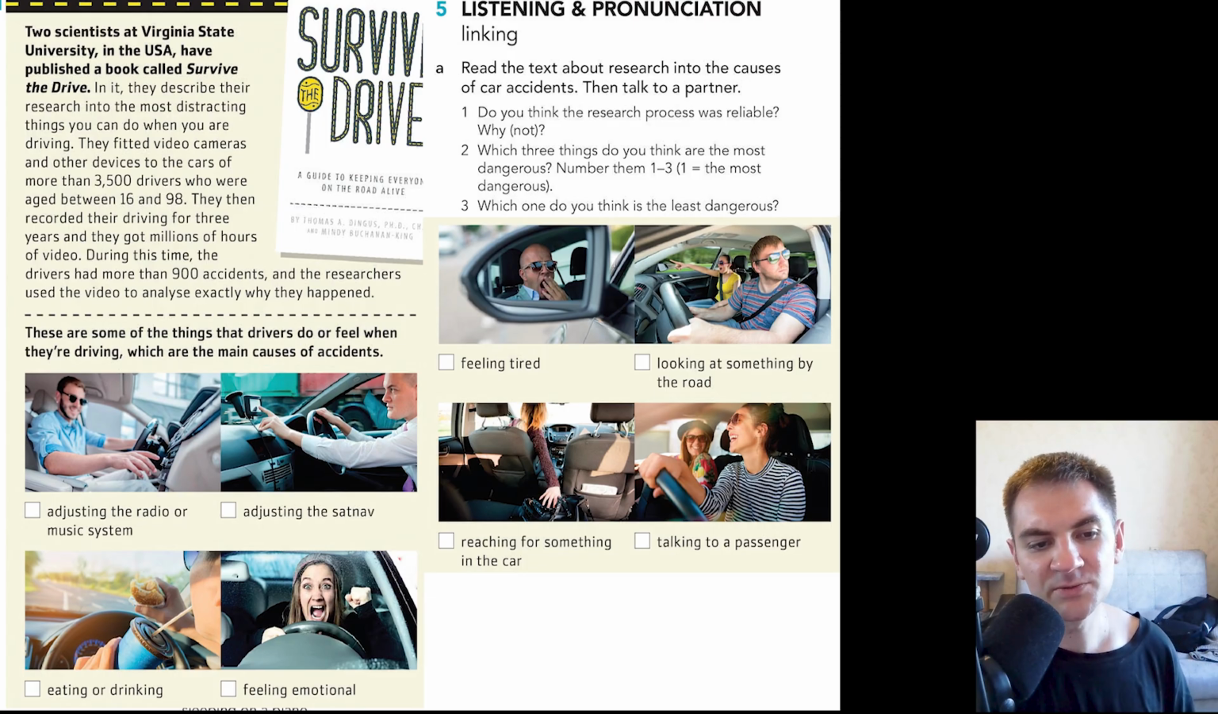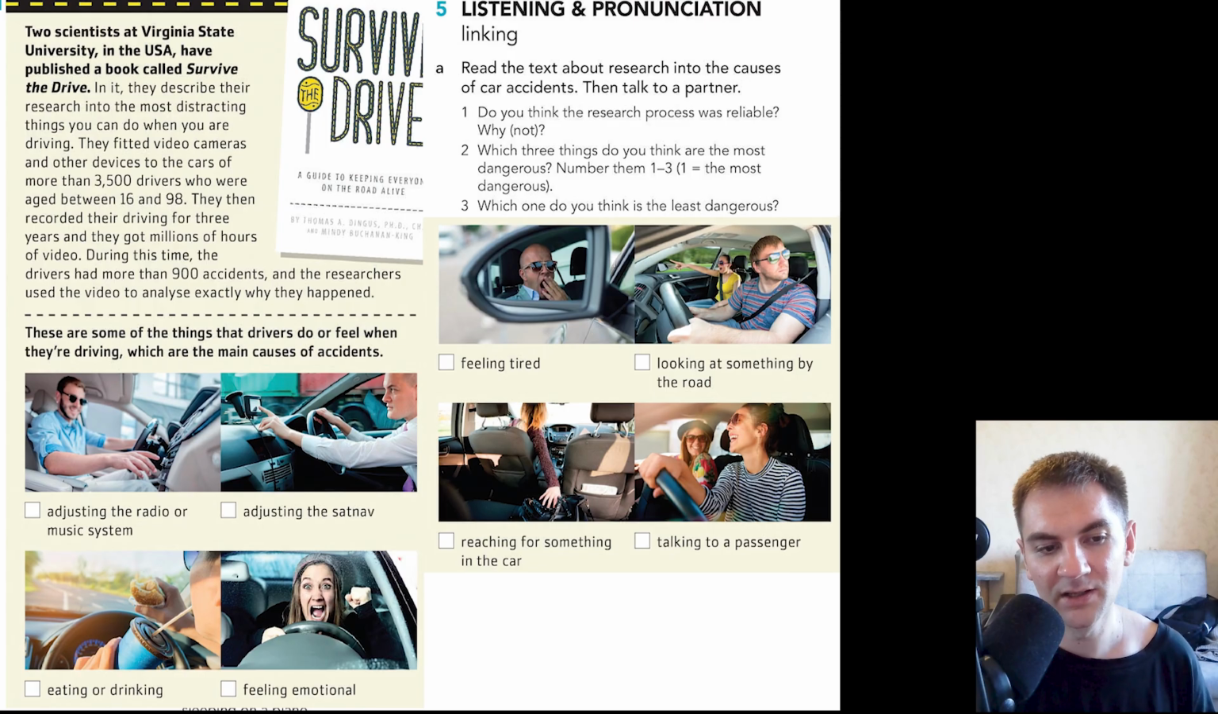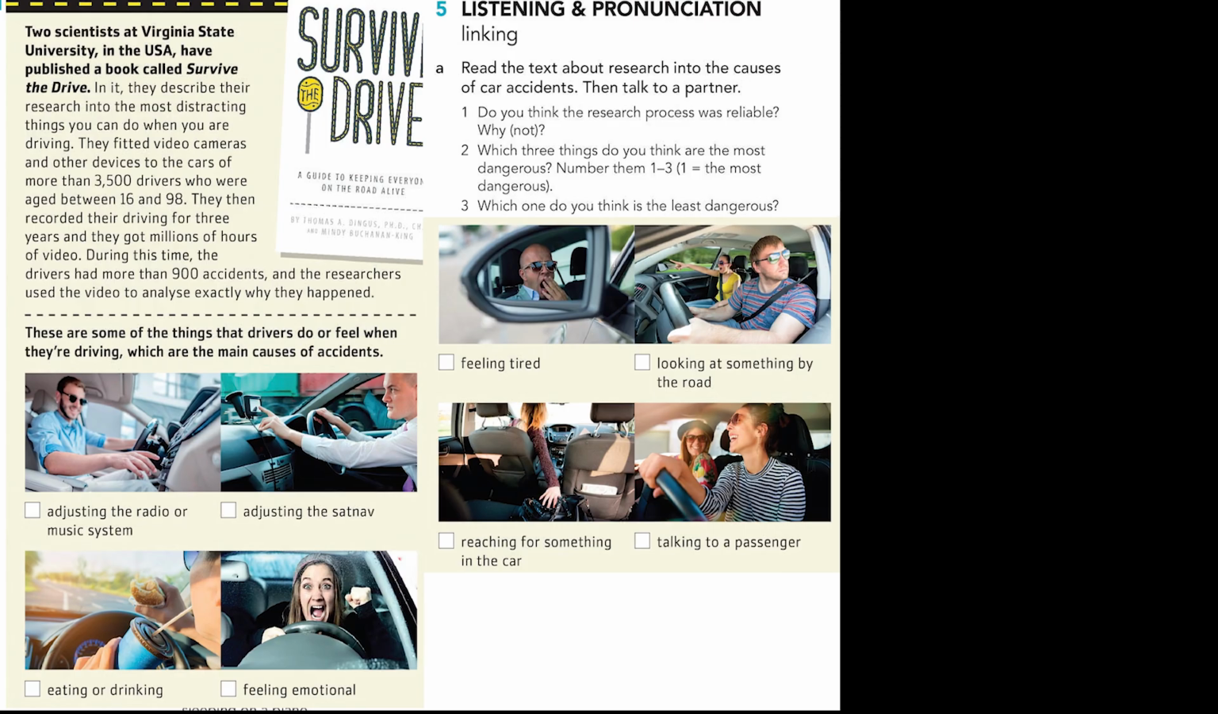Next is, which one do you think is least dangerous or not dangerous at all? For example, you can say, I think talking to a passenger is the least dangerous because it's almost normal. But some people don't find it normal. But anyway, don't worry if you're right or wrong. This is just your opinion. We'll listen to find out the real answers soon.